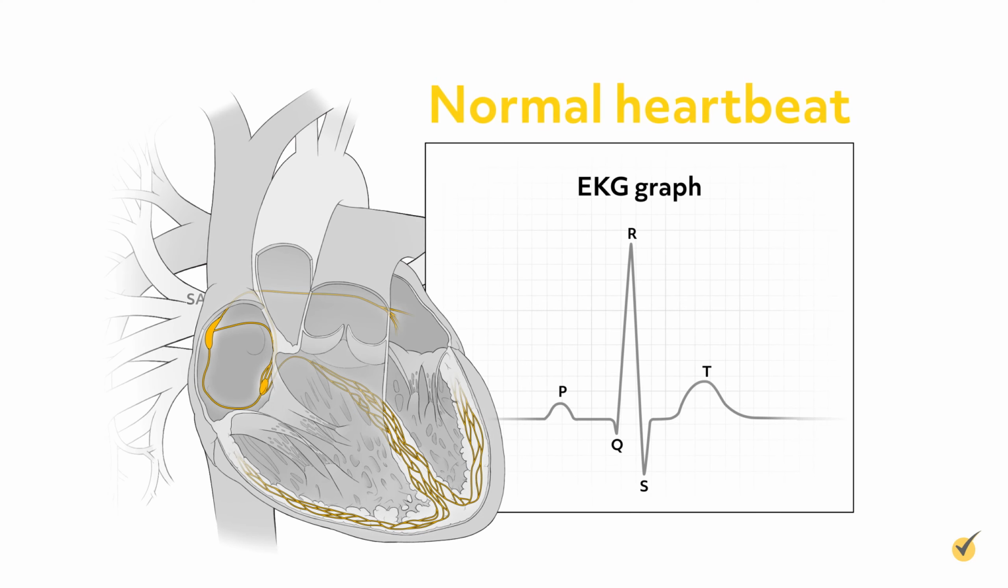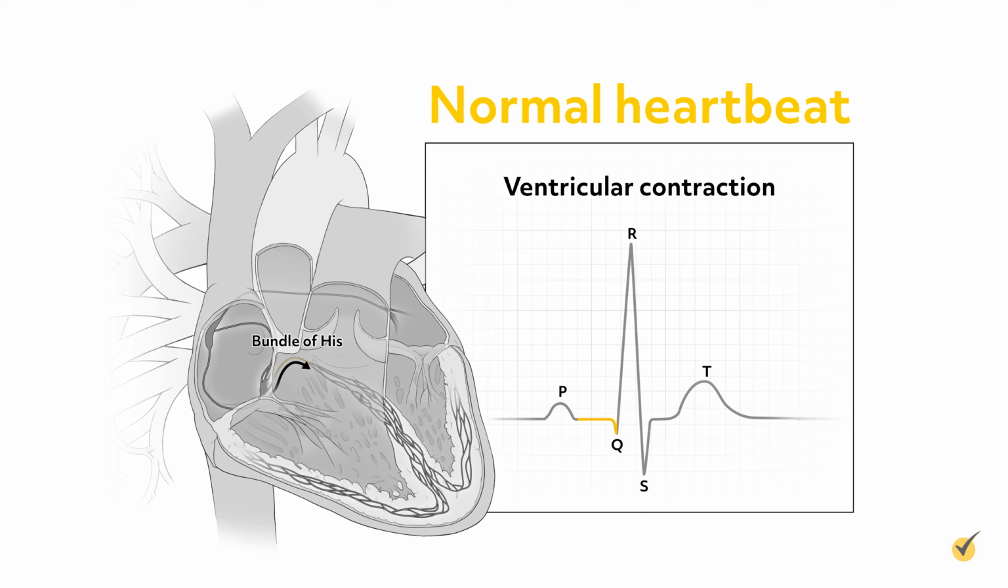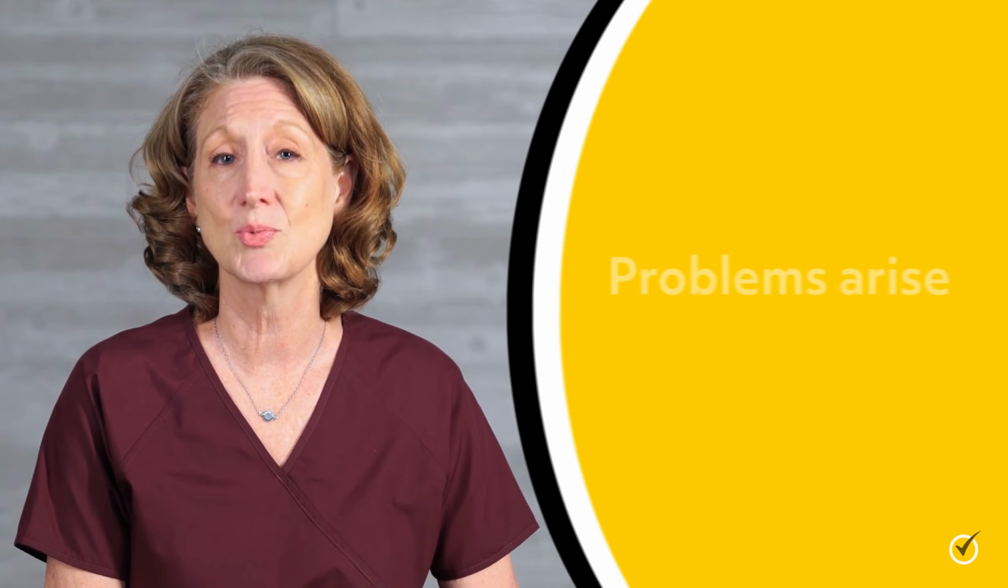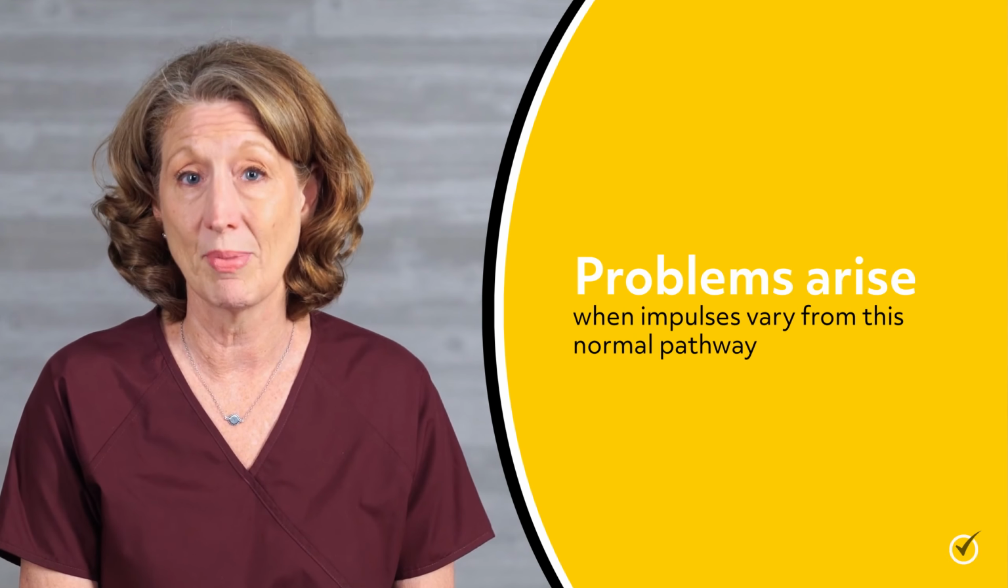In a normal heartbeat, an impulse leaves the SA node, the heart's natural pacemaker, signaling the atria to contract. It travels down the internodal pathways to the AV node, then to the bundle of His, where it divides into right and left bundle branches, and onto the Purkinje fibers, causing the ventricles to contract. Problems arise when impulses vary from this normal pathway.